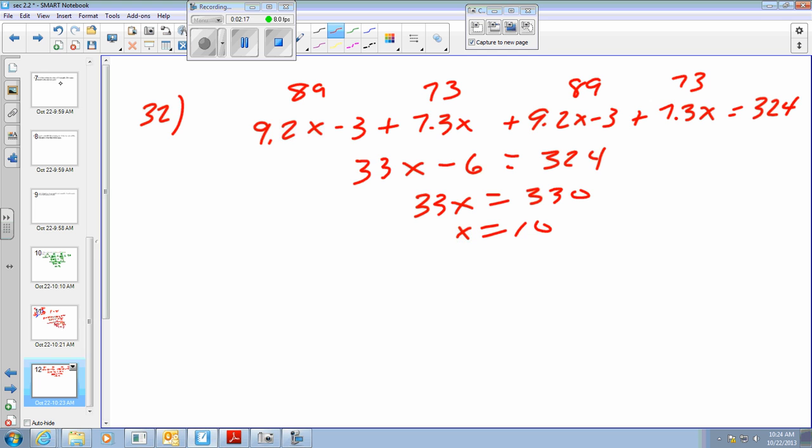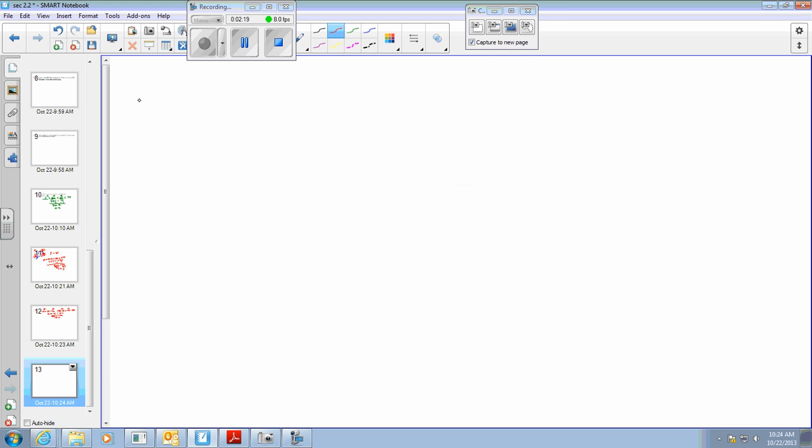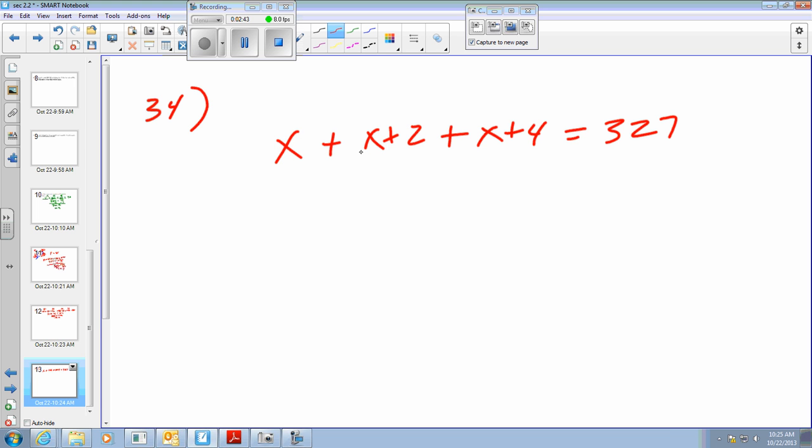The next one we're going to look at is question 34. In question 34, it says the sum of three consecutive odd integers is 327. Find the integers. Well, if the first odd integer is x, 2 bigger than this odd integer would be the next odd integer, and the next odd integer larger than that is x plus 4. That would be equal to 327.